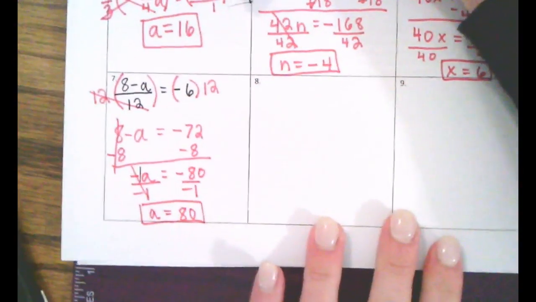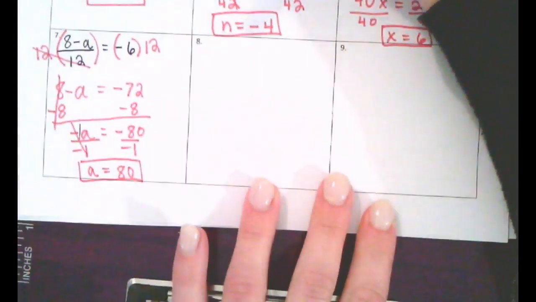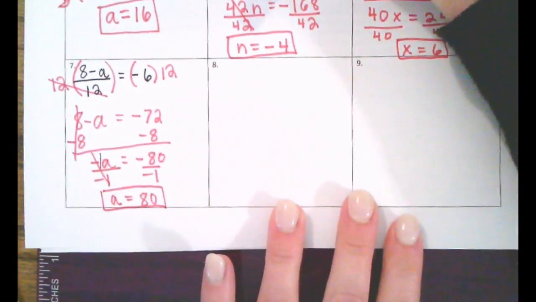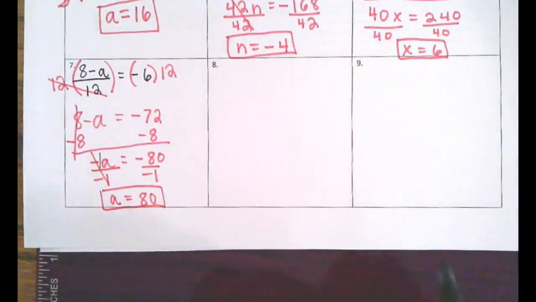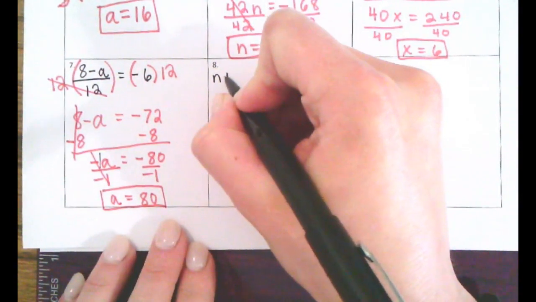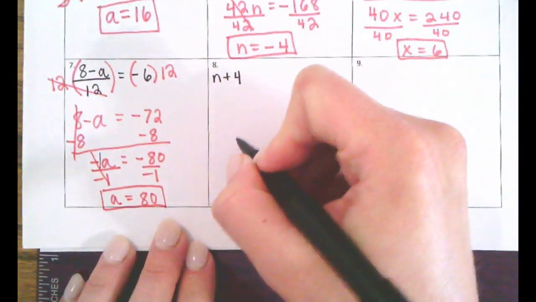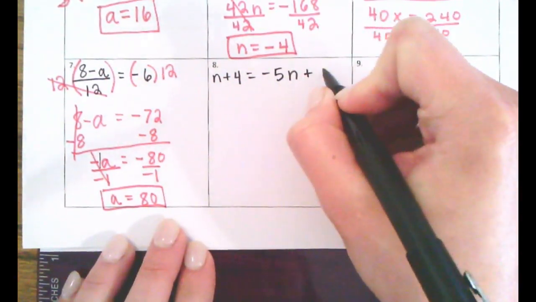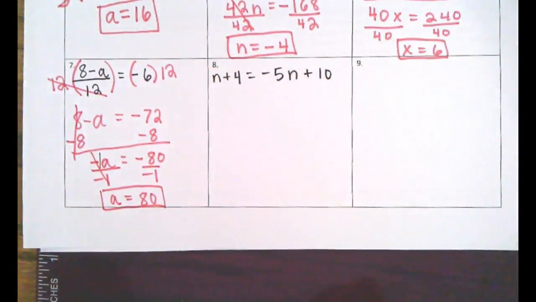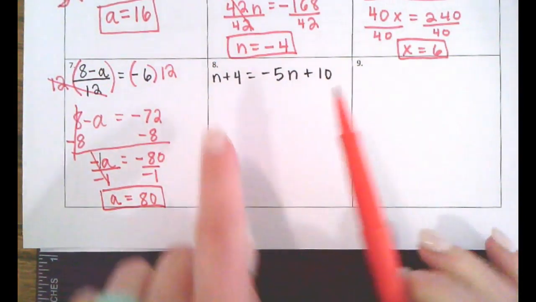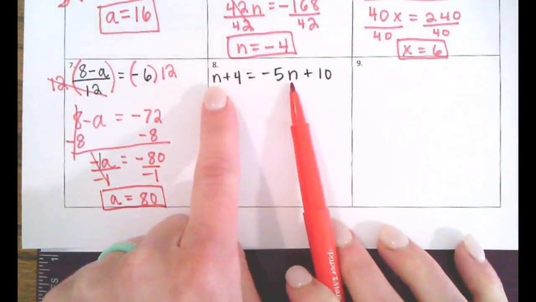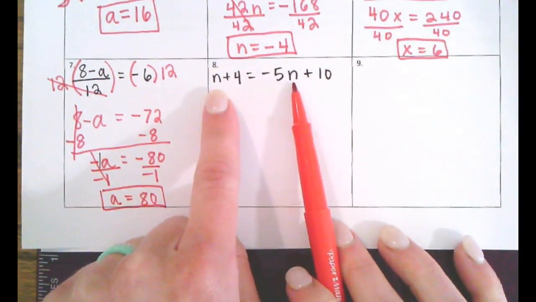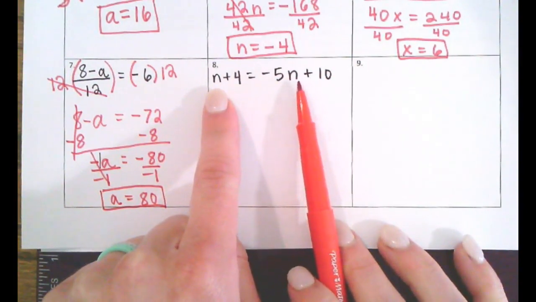All right, number 8. Also slightly different, so we are going to work this one together. I have n plus 4 equals -5n plus 10. The difference in this problem is that we have n's, 2 of them in different places. However, they're not on the same side of the equation.